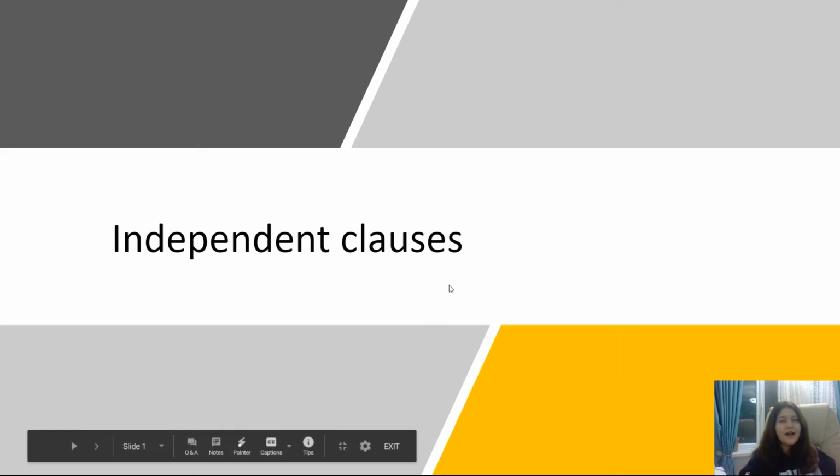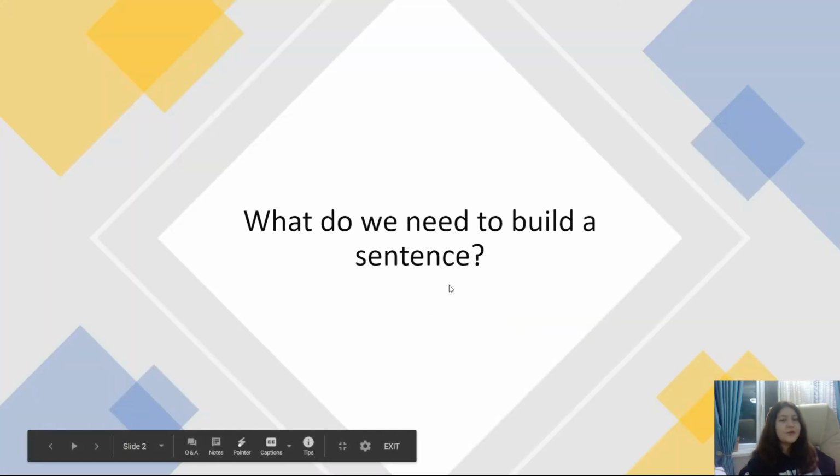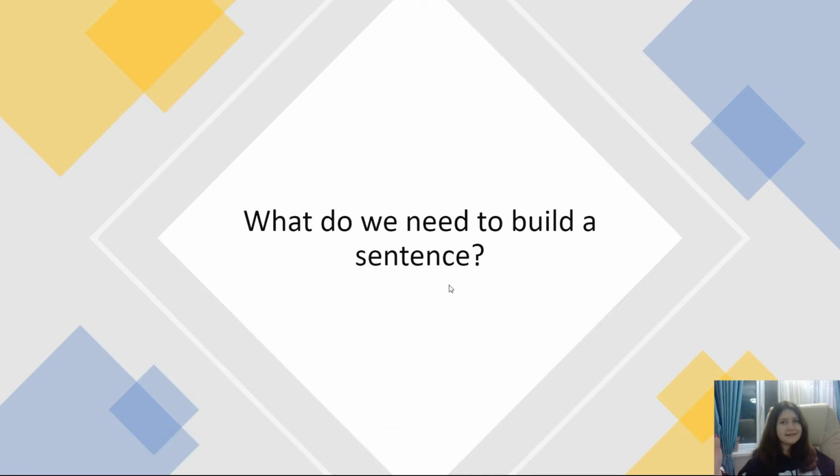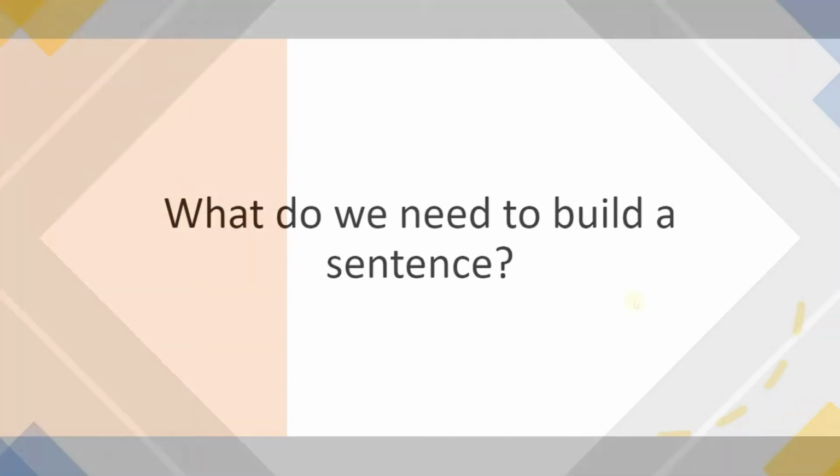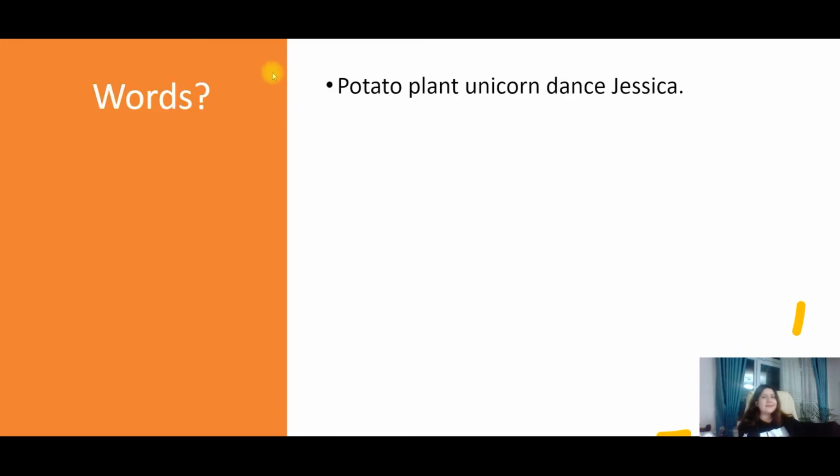So first of all, I would like to ask you a question. What do we need to build a sentence? Like, what are the basic building blocks of any sentence? You may say that I need words, and I hear that. For a sentence, I need words, but can you say that this is a normal sentence? Can you say that potato, plant, unicorn, dance, Jessica is a normal sentence? No, you can't. So you need some idea for the sentence, right?